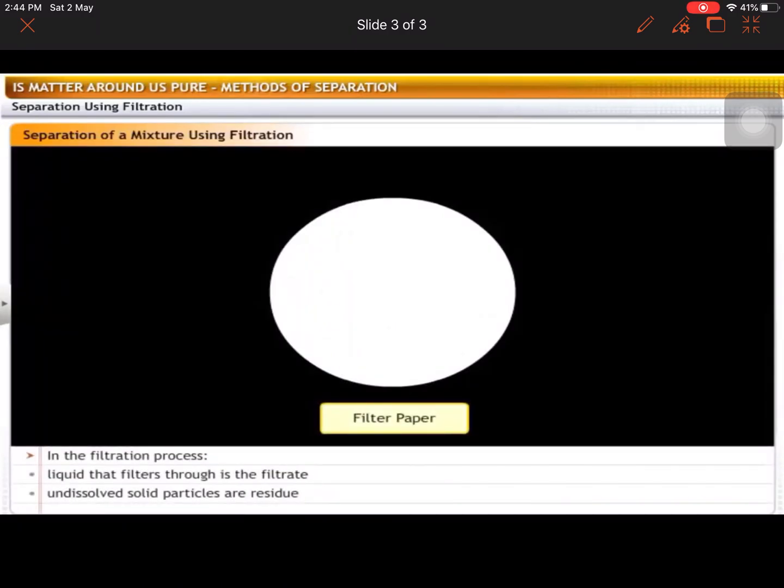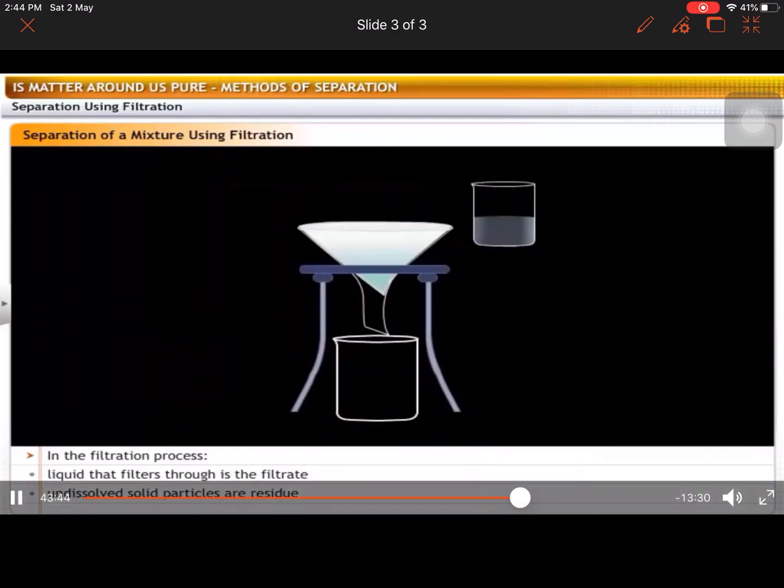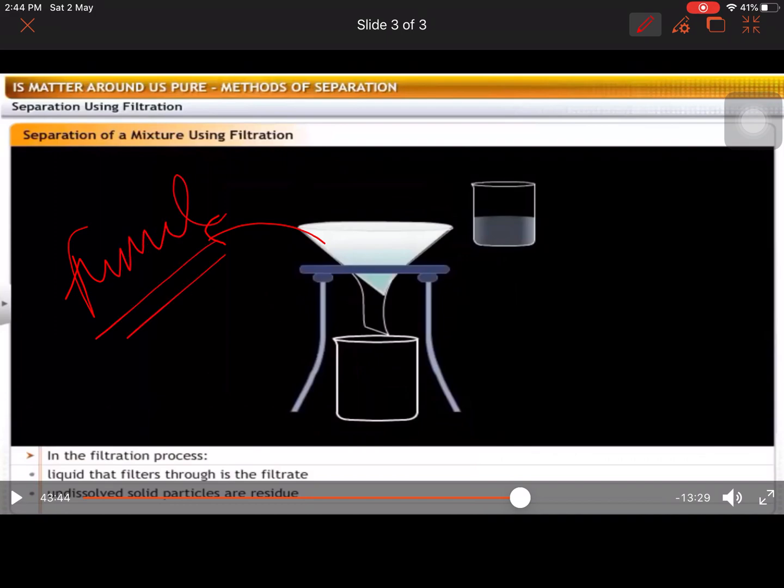Filter paper, you know, is a special type of paper which has pores that are tiny enough to let only liquids pass through it. So only liquid can go through the filter paper, right? So I am having filter paper in this funnel. This is called a funnel. Okay, so the funnel is being applied with filter paper.